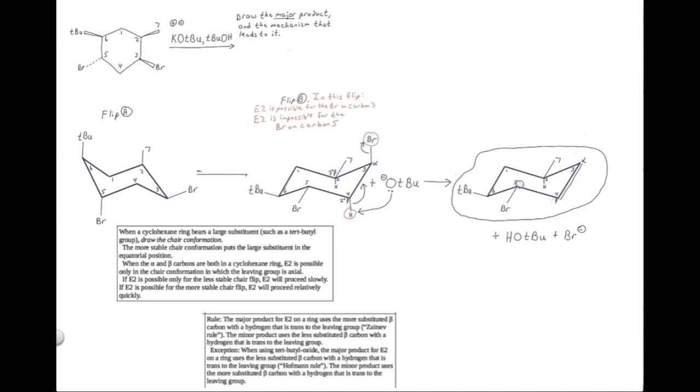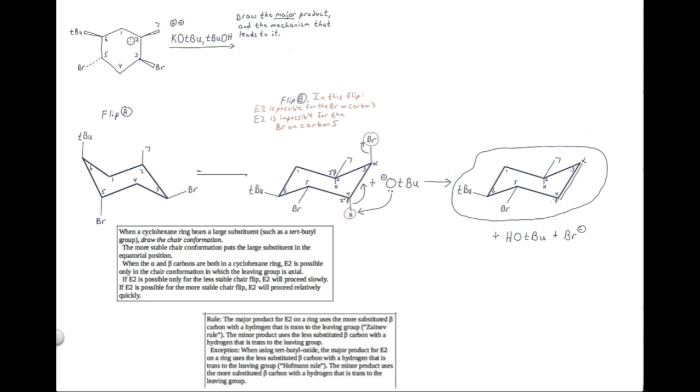All right, so here's our answer to the problem. We drew the major product and the mechanism that led to it. This is a good review problem because it involves a lot of the ideas we've talked about previously. It uses the ideas about chair cyclohexane, but it also uses these ideas about choosing between a more substituted and a less substituted beta carbon.